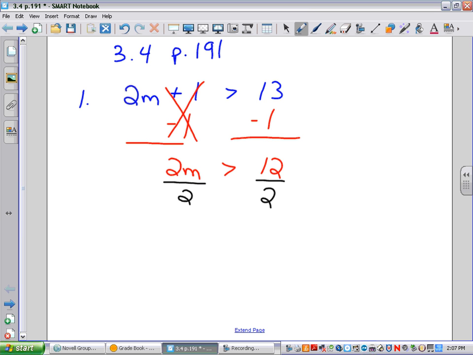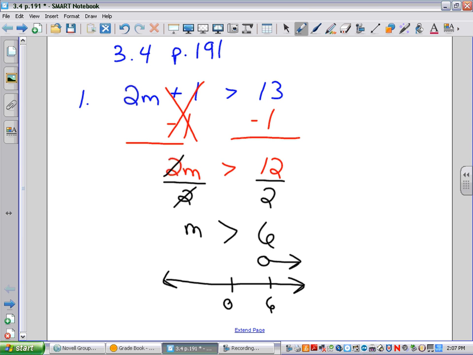Now we are dividing by 2, a positive 2, so I will not change the sign. Don't change the sign in this problem. 2's can be marked out, so m would be greater than 6. Then, of course, graph that. Straight line, 2 arrows, show 0, show 6. This would be open circle and to the right. So you solve it and graph it.